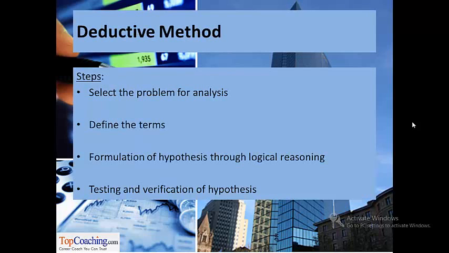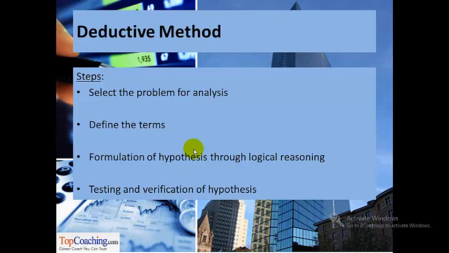Now let's go through the various steps which are followed in deductive method of study. First of all, selecting the problem for analysis. In the process of deriving economic generalizations, the analyst must have a clear and precise idea of the problem to be inquired into. The second step is defining the terms. The next step in this direction is to define clearly the technical terms to be used in economic analysis. Further, the assumptions made for a theory should also be precise.